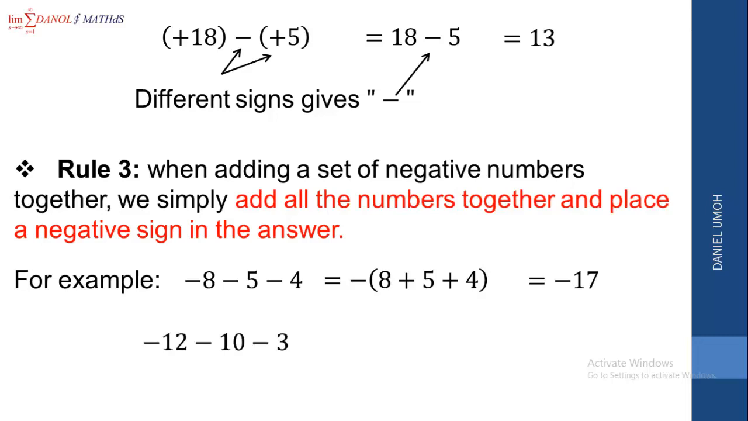Now look at another one. Minus 12, minus 10, minus 3. What do we have? Minus into 12 plus 10 plus 3. So 12 plus 10 is 22. 22 plus 3 is what? 25. So we have minus 25. And that's the answer.